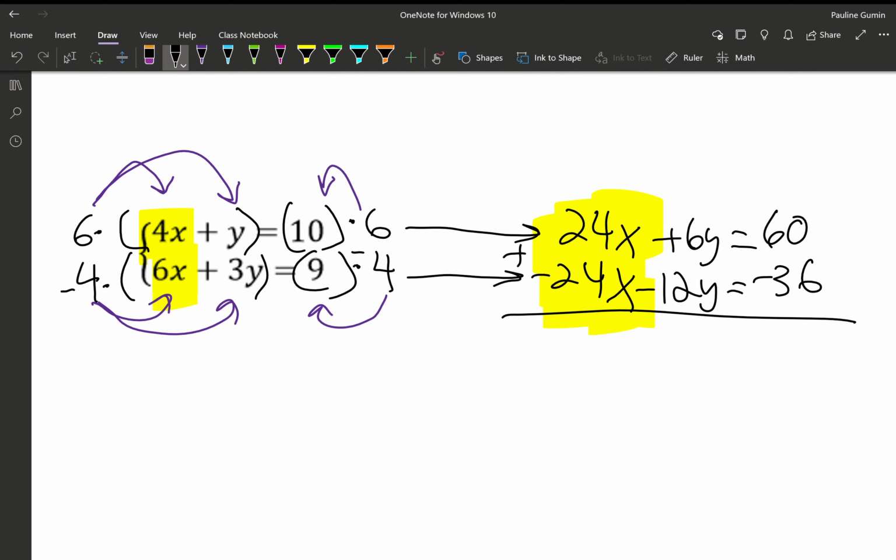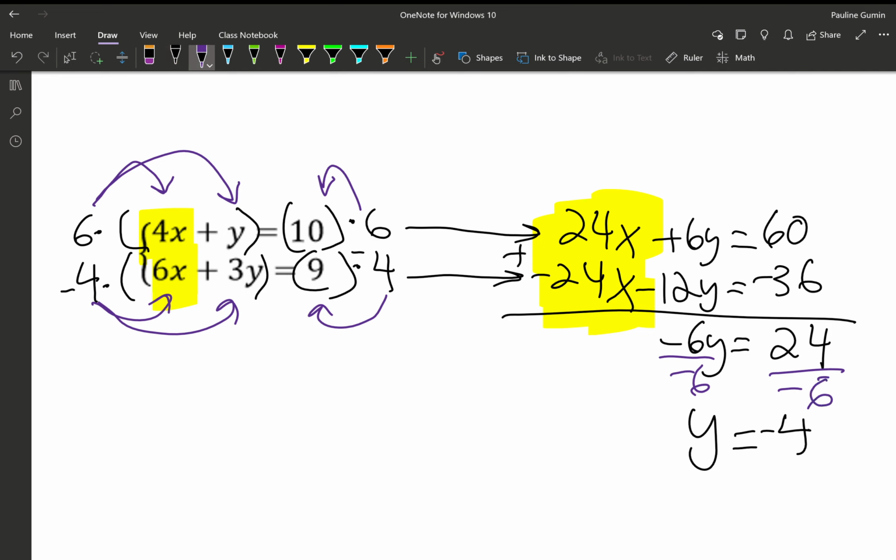6y plus negative 12y is negative 6y. 60 plus negative 36 is 24. And then, of course, we divide both sides by negative 6. y equals negative 4. Did I delete my 6 by accident? There we go. Okay.